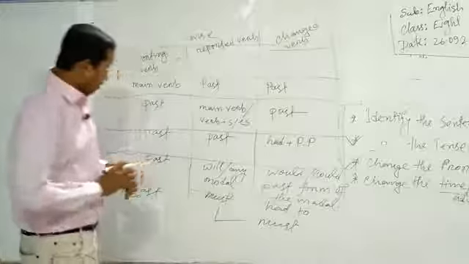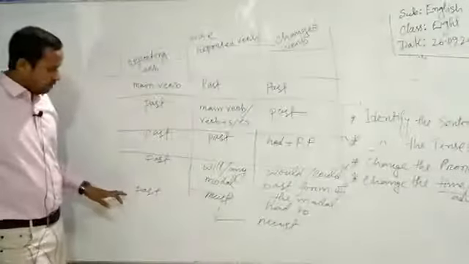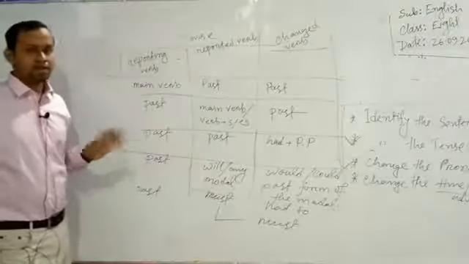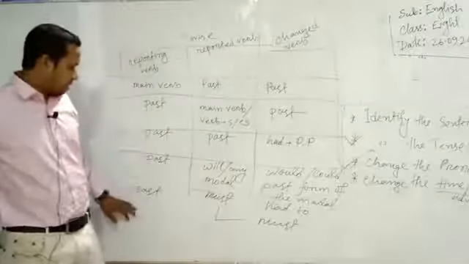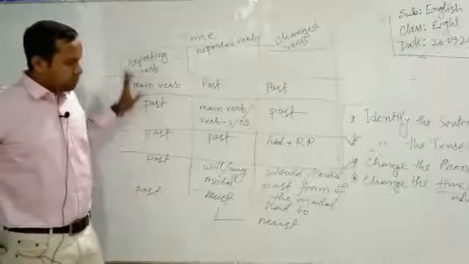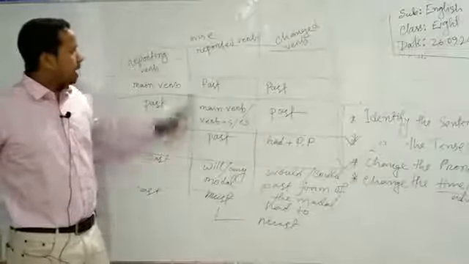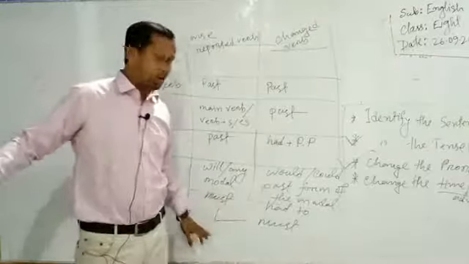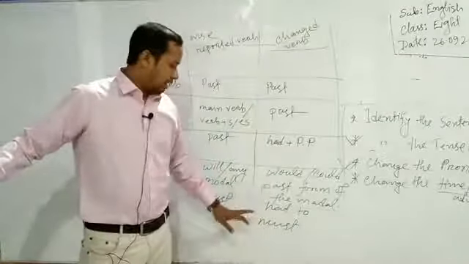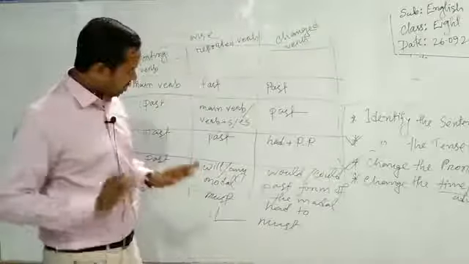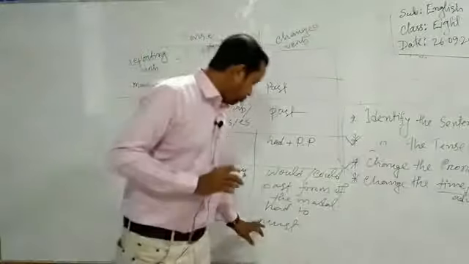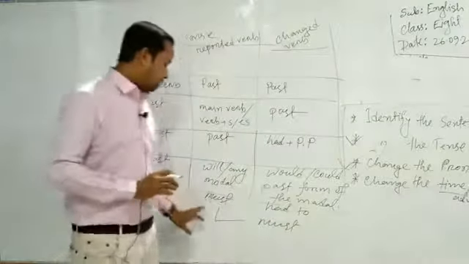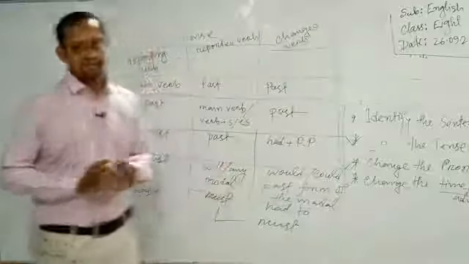Okay. Finally, in habitual fact, the reported verb will remain the same. There will be no change. Okay, but in past form, if we get the reporting verb as past and reported verb as must, then we have to change must to had to. And if it is a habitual fact, then you have to keep the sentence as it is. That means must will remain as must. Okay.